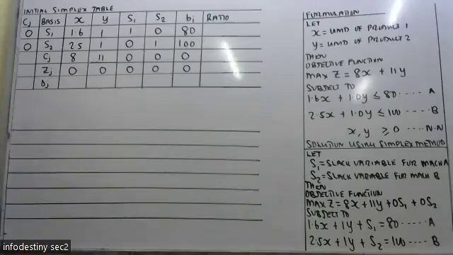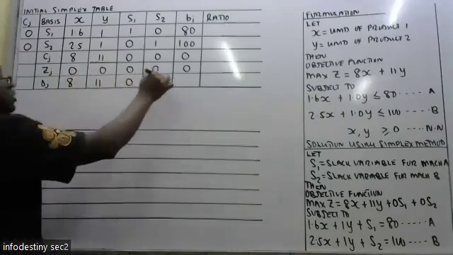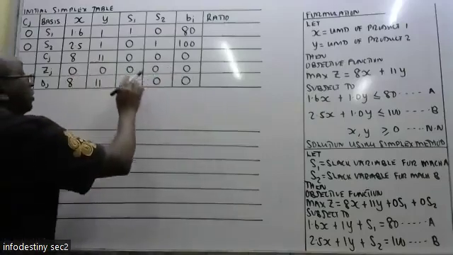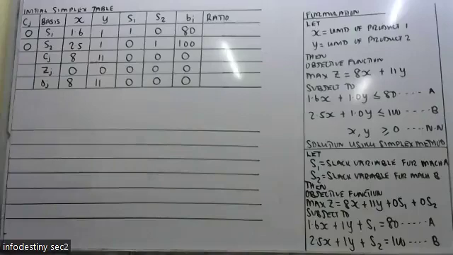And DJ is given as CJ minus ZJ. So 8 minus 0 is 8. This is 11. This is 0, 0, and 0. That is how you get it.